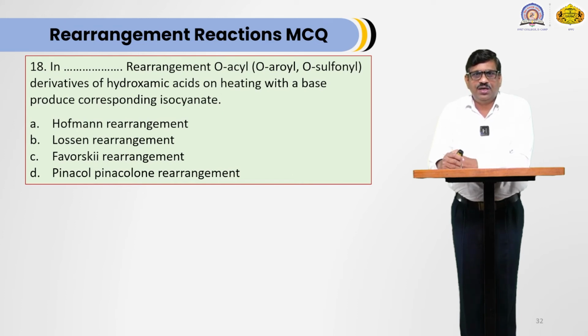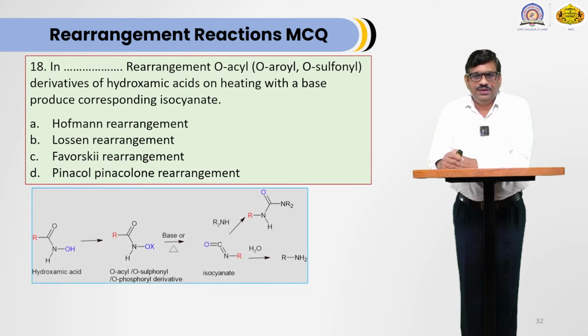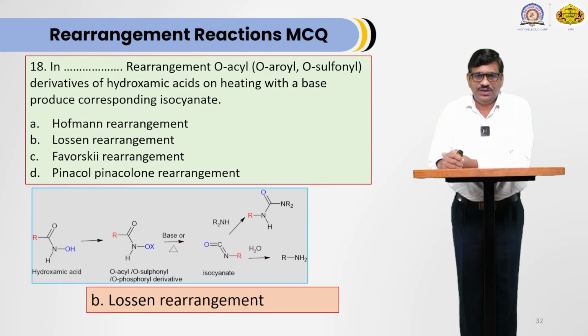In Lossen rearrangement, an orthoacyl derivative of hydroxamic acid is converted to isocyanate, and that is the correct answer. In this reaction, it is also shown that hydroxamic acid is first converted to the orthoacyl derivative, and after that, when it is heated or treated with base, there is formation of isocyanate. This isocyanate on hydrolysis with water produces amine, and if amine is used as a solvent or nucleophile, then amide is the product. That's why the correct answer is Lossen rearrangement.